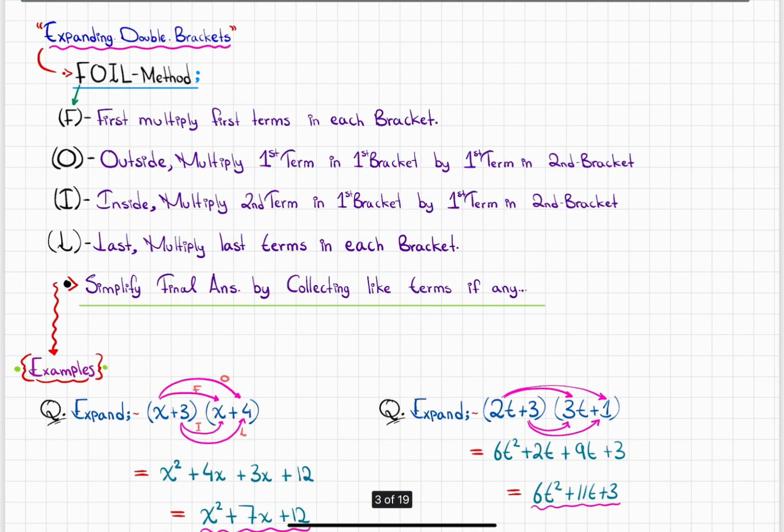Expanding double brackets. To expand double brackets, we're going to be using the FOIL method. The FOIL method stands for F: first, multiply the first terms in each bracket. O: outside, multiply the first term in the first bracket and the last term in the second bracket. I: inside, multiply the second term in the first bracket and the first term in the second bracket. L: last, multiply the last term in each bracket. Simplify the final answer by collecting like terms if any remain.